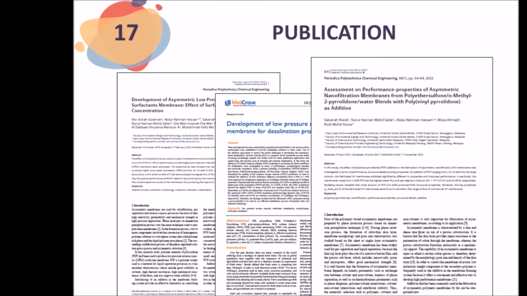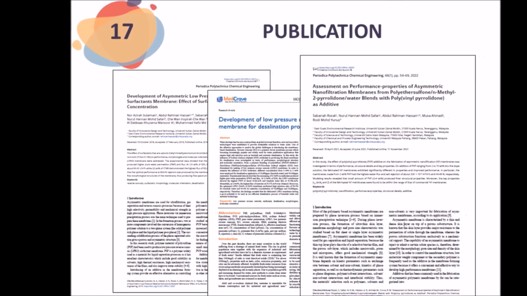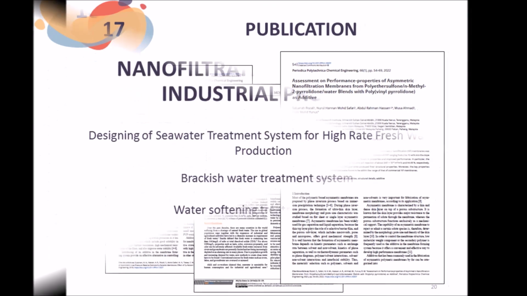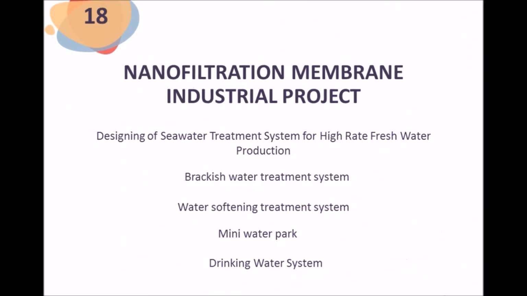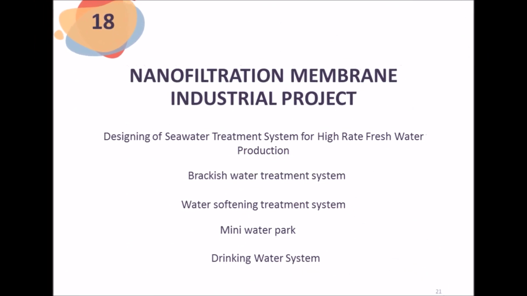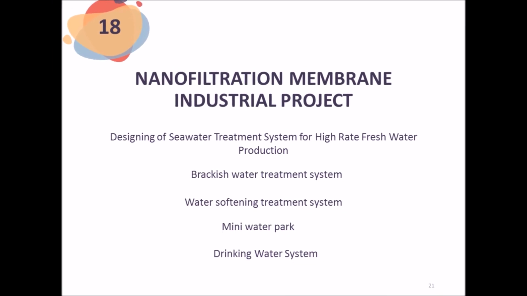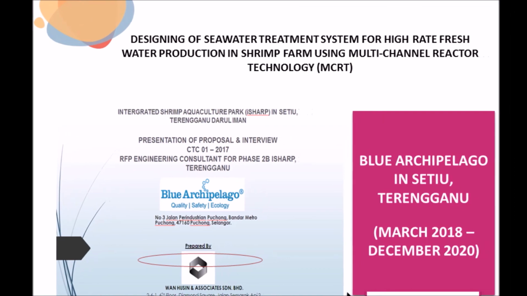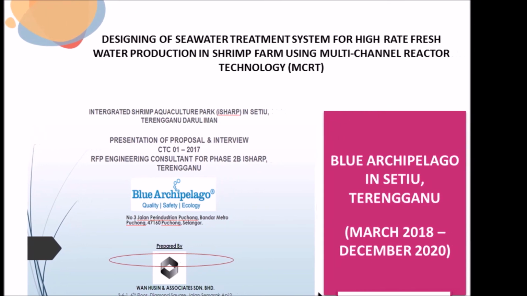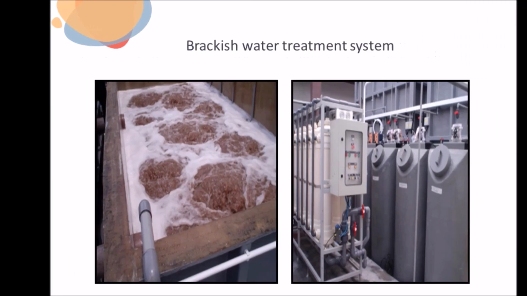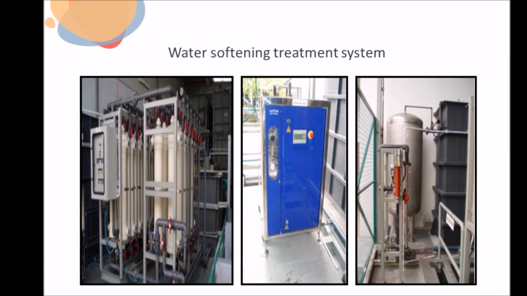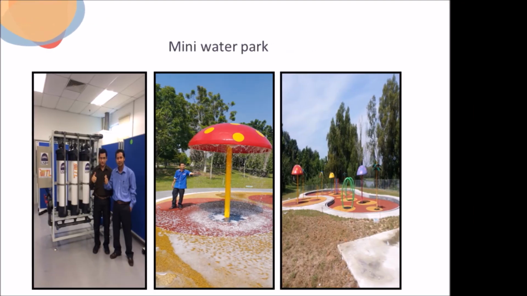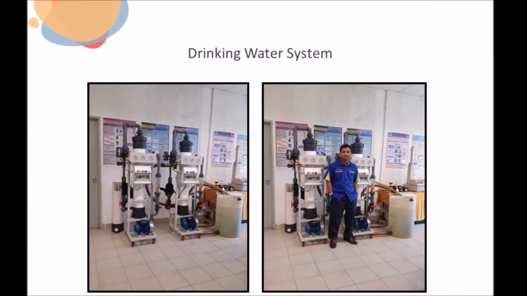These are a few publications from our project using this SNF membrane. Let me share with you a few projects using this SNF membrane, and all of these are industrial projects. The first one is the treatment of seawater for a shrimp farm, a brackish water treatment system, a water softening system, a mini park in Lengkeng, Selangor, as well as a drinking water system.